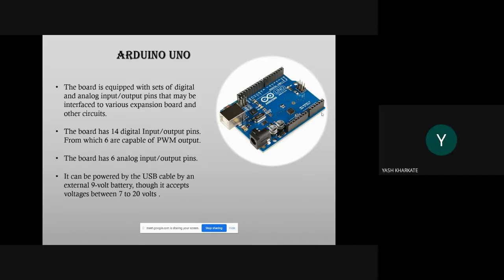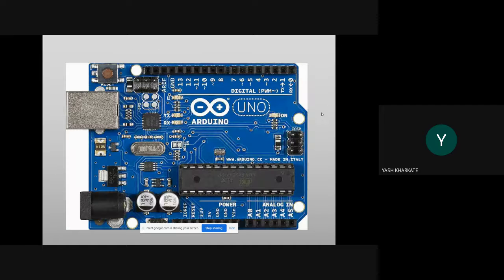Then next we can see it is an Arduino circuit which has the pins. The board consists of 14 digital input and 6 analog input and output pins. It is of 9 volt. It has a USB cable system.